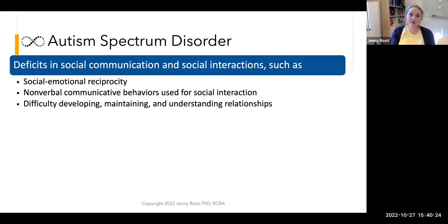And we call that theory of mind. That's going to impact academics, especially in something like inferencing, understanding author's purpose, motivations of a character, because it's different from their own. And that might lead to difficulties in developing, maintaining, and understanding relationships.